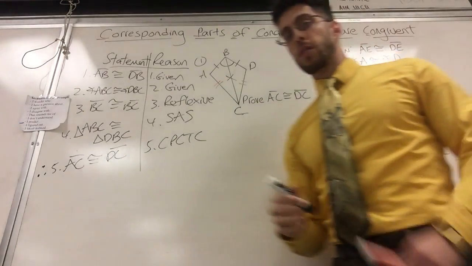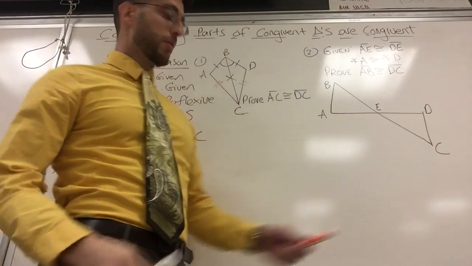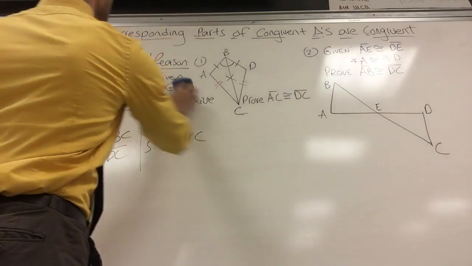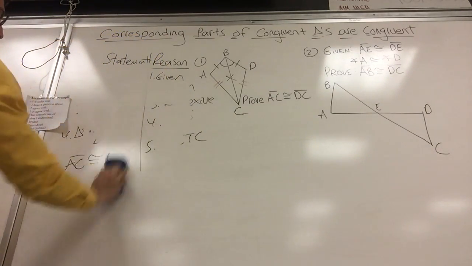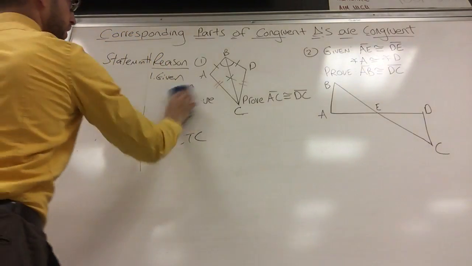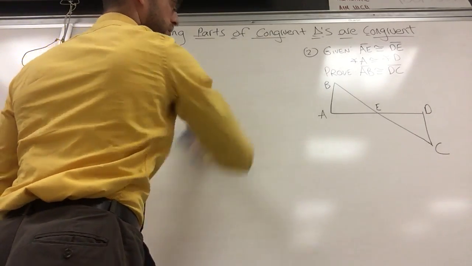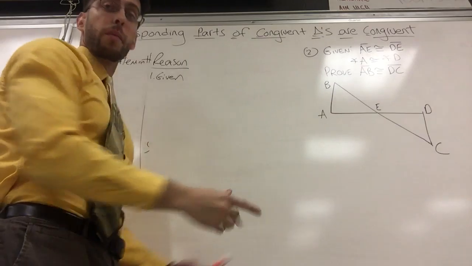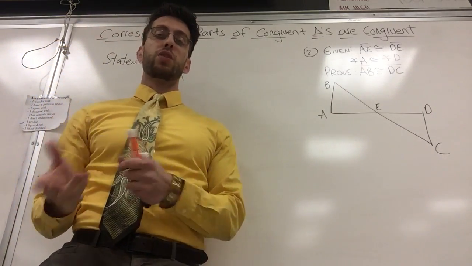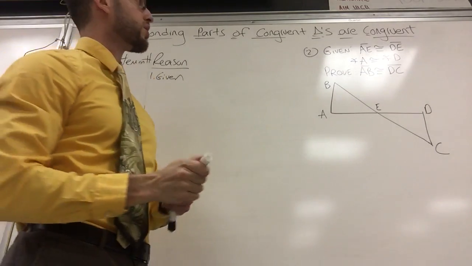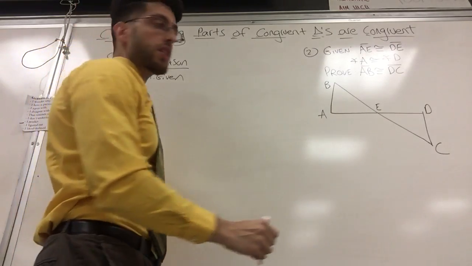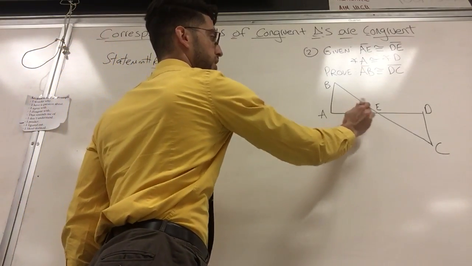Look at number 2. Slide over here so you can copy it down. I'm going to get rid of this proof. Now, here, I actually wrote the givens, and I drew a diagram, but I didn't put any dashes. So this time you've got to do a little bit of work first. You put the dashes. What's given? AE congruent to DE. So I got AE right here and DE right here.